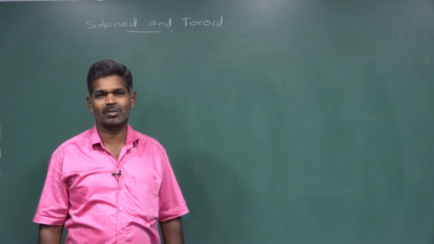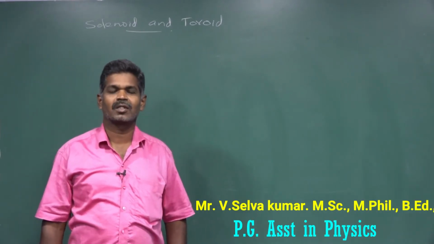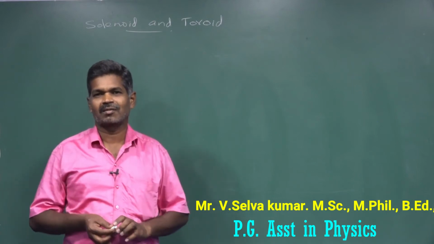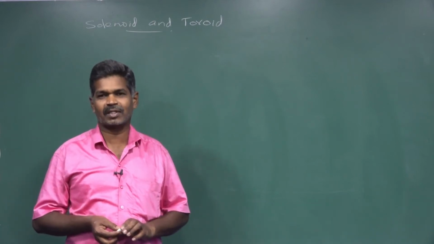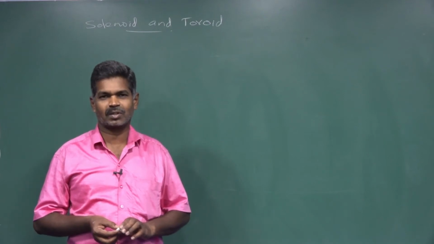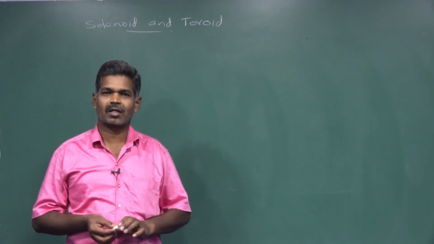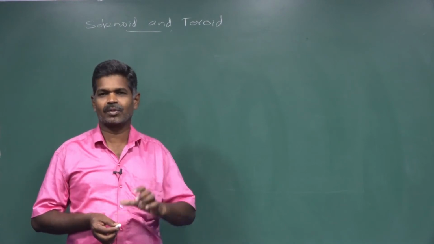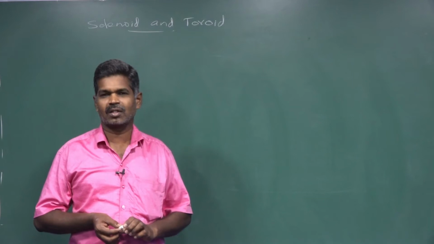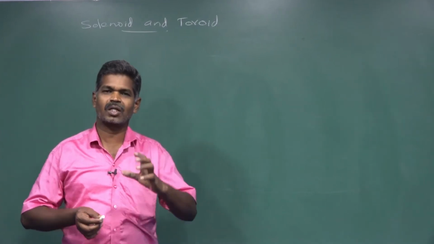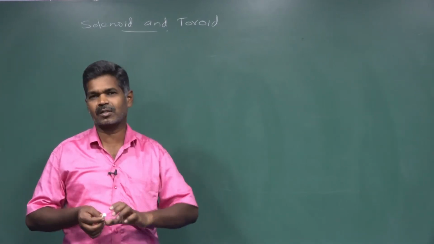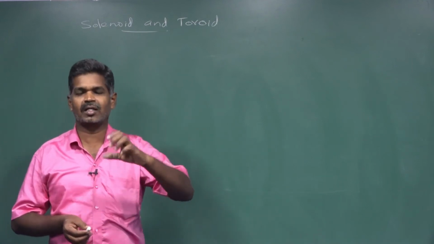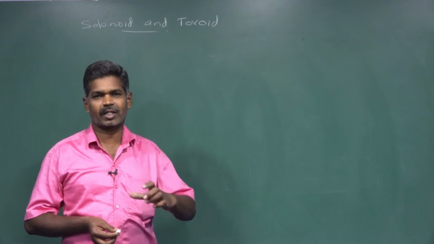Today we are going to see solenoid and toroid, which is in our third chapter, magnetic effect of electric current. According to the magnetic effect of electric current, if you supply a current flow in a conductor, a magnetic field is produced around the conductor. Solenoid and toroid work based on that concept.